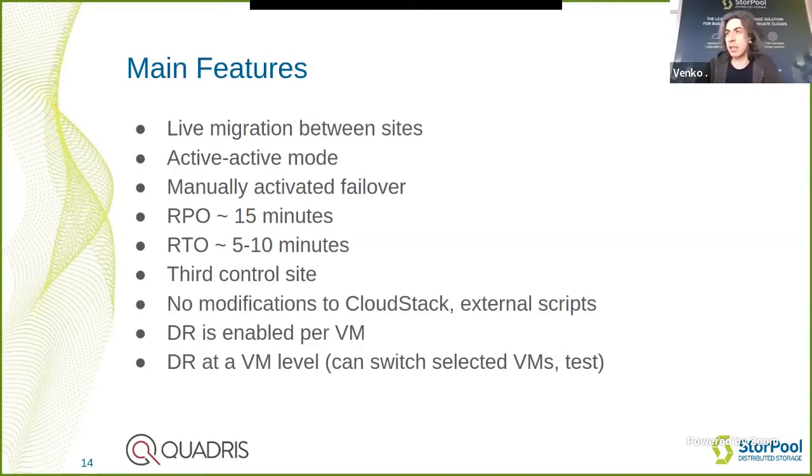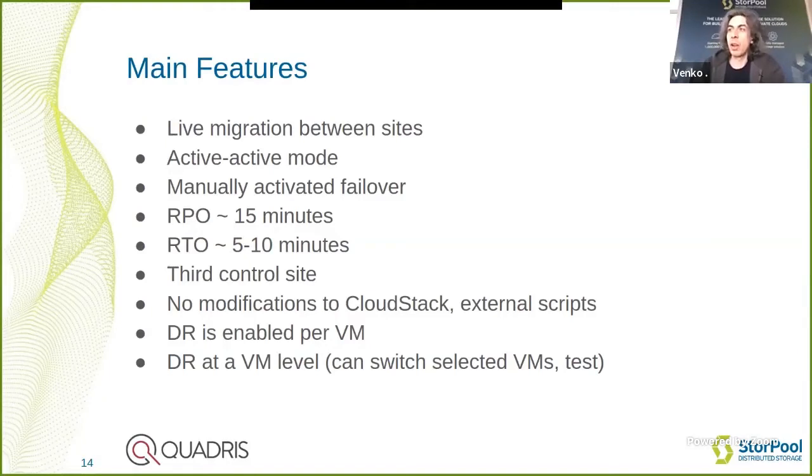And since this is supposed to be an extremely rare event, failure of the main site, it is acceptable to manually control this process. With this design, we can get an RPO of about 15 minutes. This is the interval between the snapshots. So on the protected side, we have a snapshot that is up to 15 minutes old.